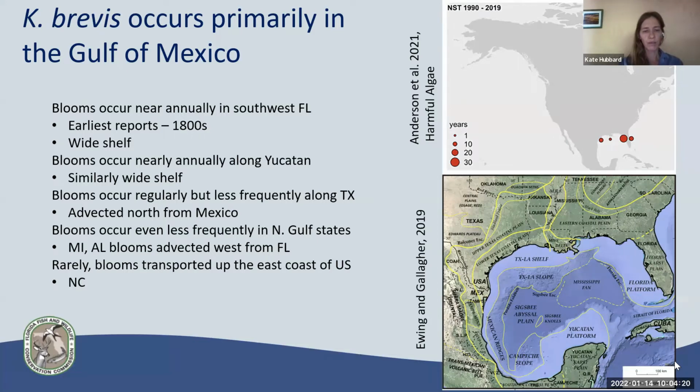The blooms that occur in Florida can be transported north and sometimes impact other Gulf states like Mississippi and Alabama. And then rarely, as I mentioned earlier, blooms can be transported up the east coast of Florida and then also further north up the east coast of the United States. So blooms can move around quite a bit. However, this organism does seem to be endemic to the Gulf of Mexico, and we haven't experienced bloom initiation in other regions other than the Gulf of Mexico.